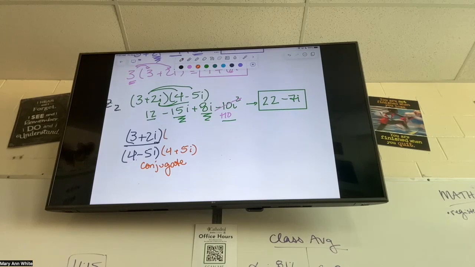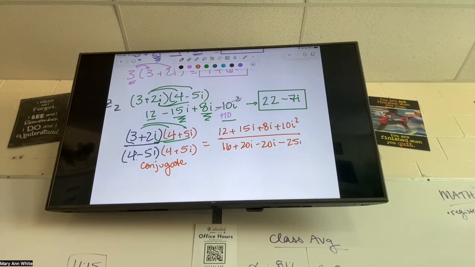The conjugate is where all you do is make the number that's in front of i positive or negative. You flip that sign. Everything else stays the same. What that's about to do is get rid of any i's in the denominator and all the i's move to the numerator where they're allowed to be. Just like we did before, we're gonna FOIL: first, outer, inner, last. So in the top, I get 12 plus 15i plus 8i plus 10i squared. And in the bottom, I get 16 plus 20i minus 20i minus 25i squared.